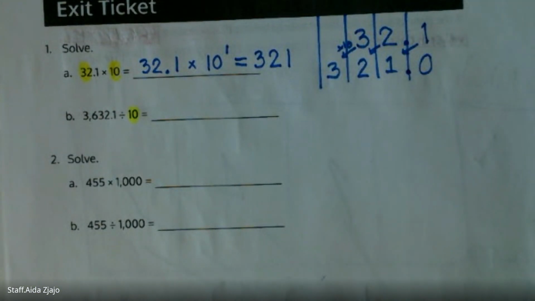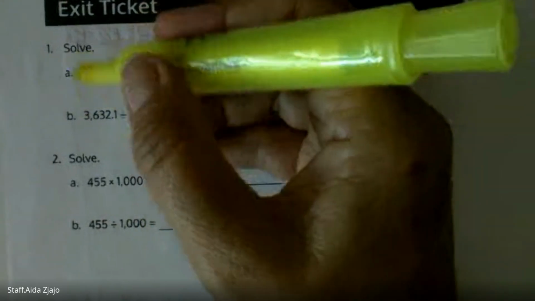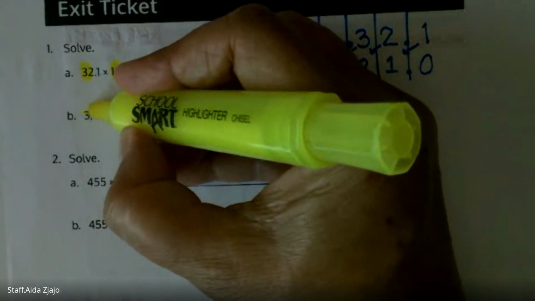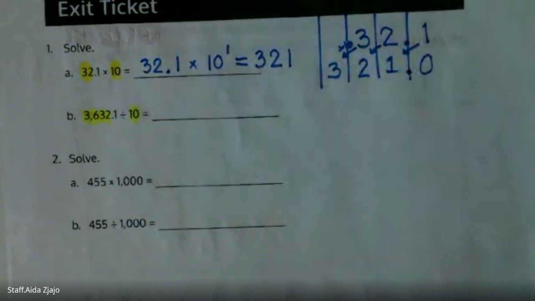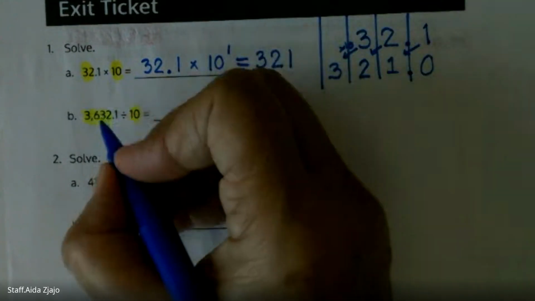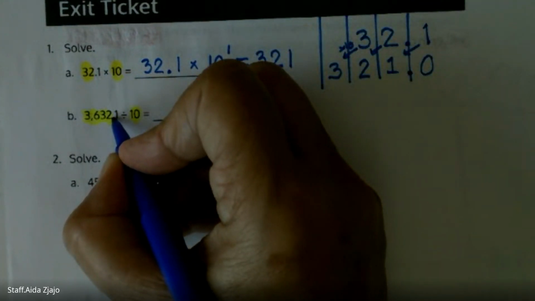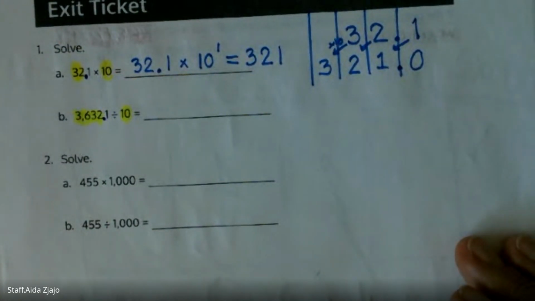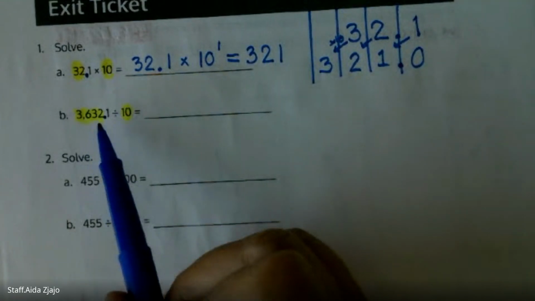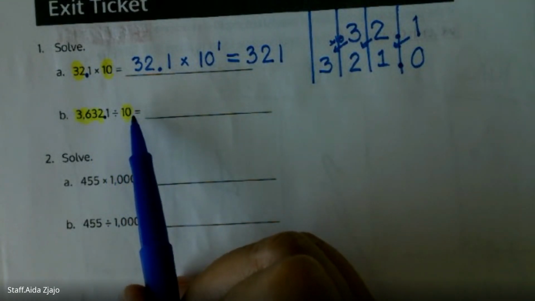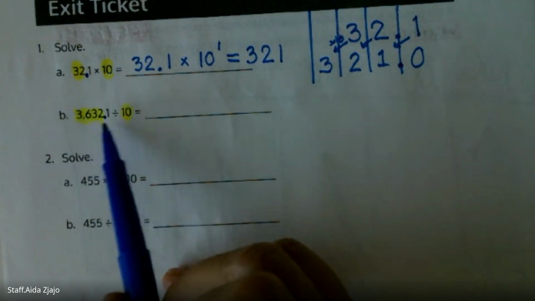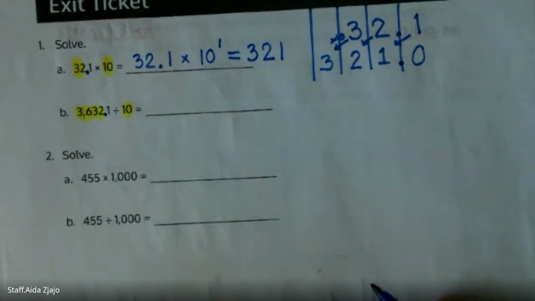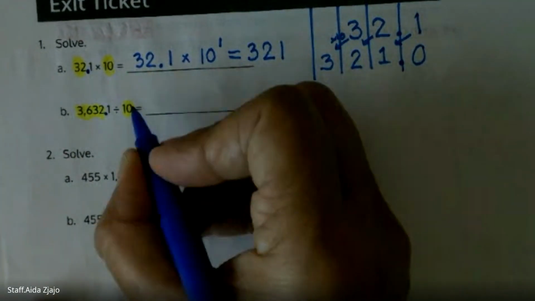Okay, now this one here is dividing, which means the number is going to get 10 times smaller, and it is 3,632 and 1/10. Don't forget this decimal. You need to make sure that it's always visible. So divide by 10, so the number is going to get 10 times smaller. You're going to share this much money with 10 people.